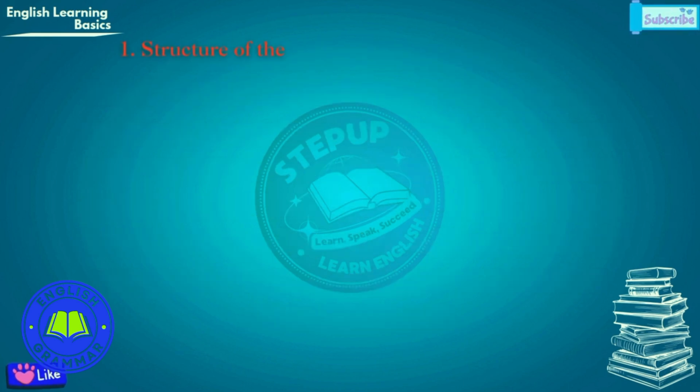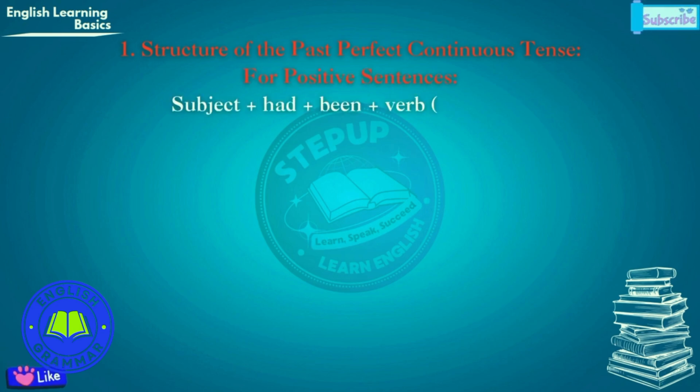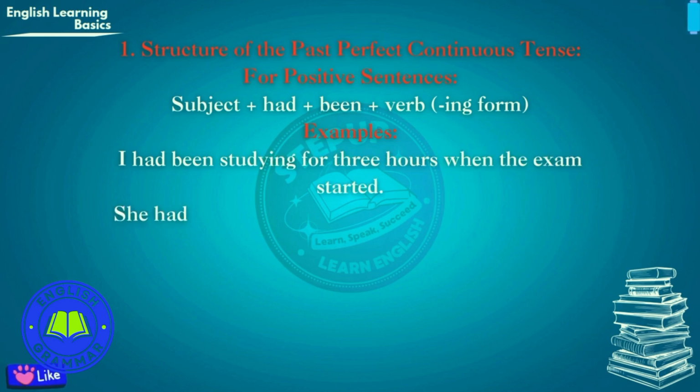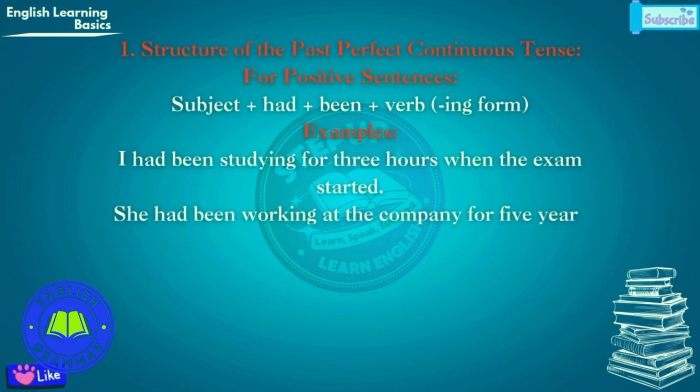1. Structure of the past perfect continuous tense. For positive sentences: subject plus had plus been plus verb, ing form. Examples: I had been studying for 3 hours when the exam started. She had been working at the company for 5 years before she left.